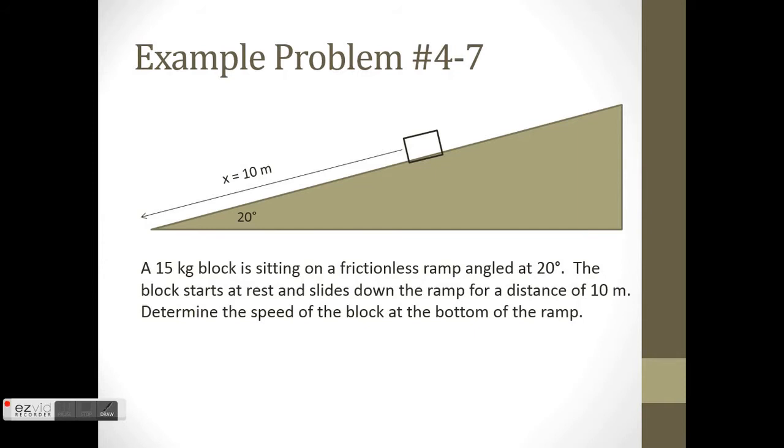Alright, so in this lesson we're going to look at 3 sample problems dealing with conservation of energy. And the first one looks very similar to the problem that we dealt with the skier. We have a 15 kilogram block and it's going to slide down a frictionless ramp at a 20-degree angle, and the block starts at rest and slides 10 meters down the ramp.